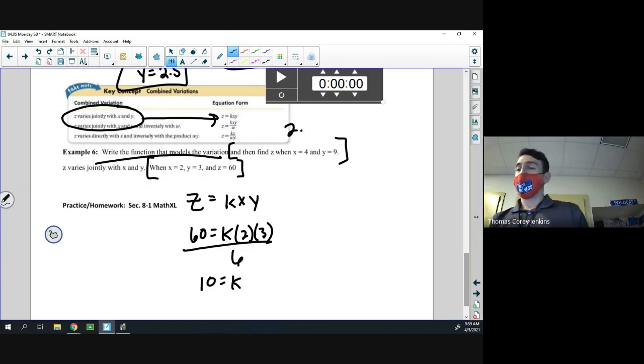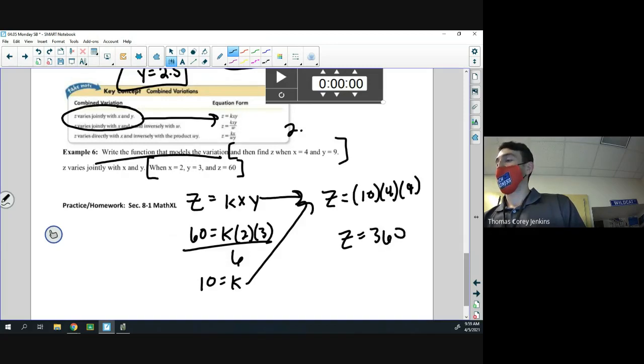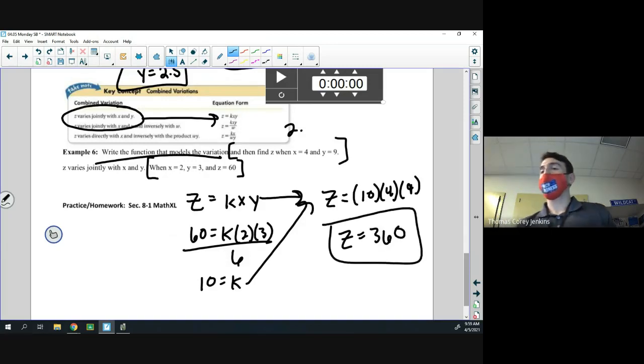Now that we have that, then we go back to our original form there, and we'd have z equals k times x times y. So 10 times 4 times 9, which is 360. Like I said, those joint variations are a little bit tough, but you won't really get it after that one example. But you got a table there. If you get to one on MathXL, you don't really know how to do.